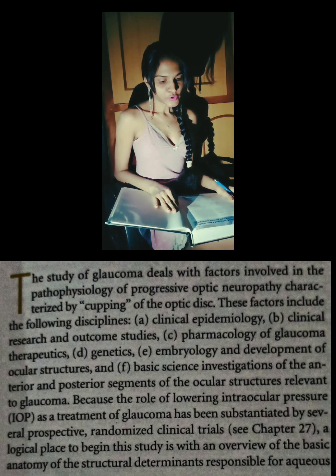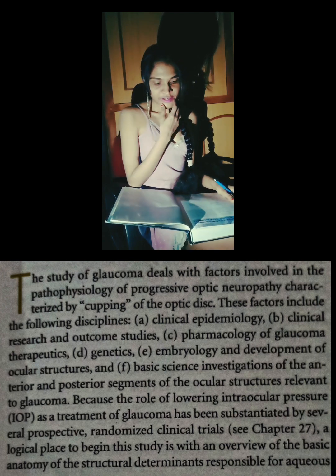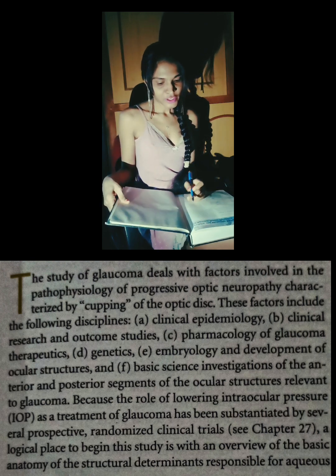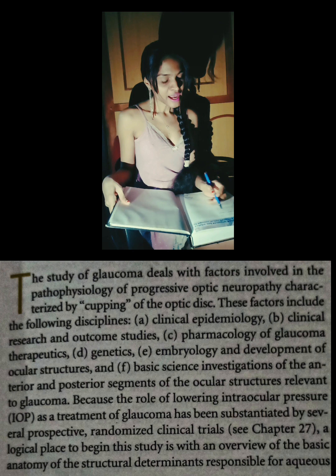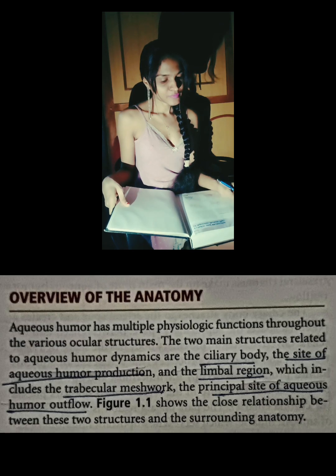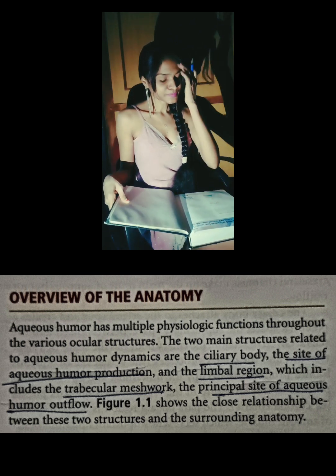Because the role of lowering intraocular pressure, IOP, as a treatment of glaucoma has been substantiated by several prospective randomized clinical trials, a logical place to begin this study is with an overview of the basic anatomy of the structural determinants responsible for aqueous hemodynamics. The basic anatomy of the optic nerve, retina, and choroid is presented in Chapter 4.